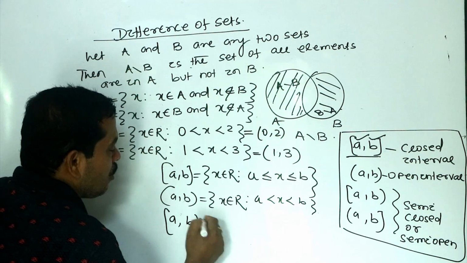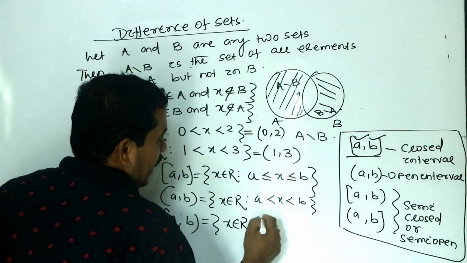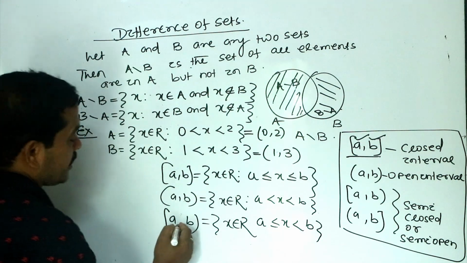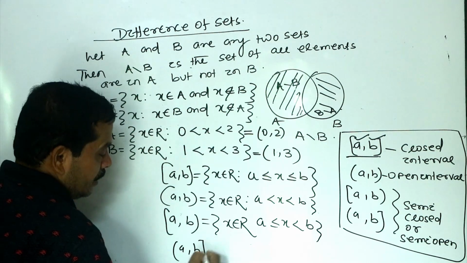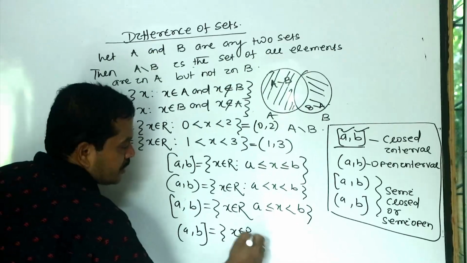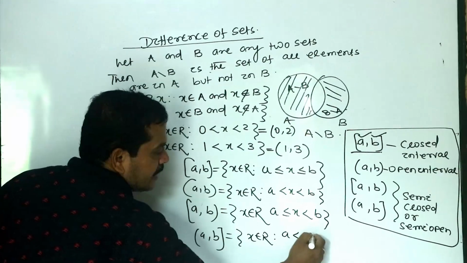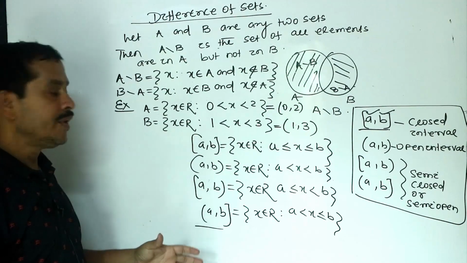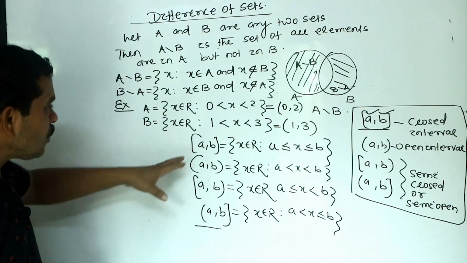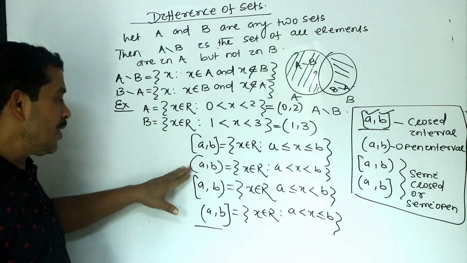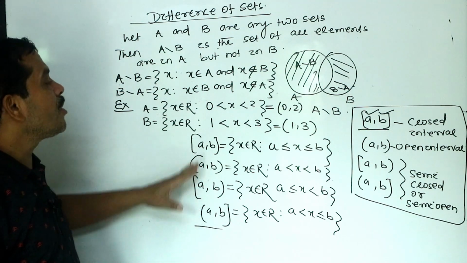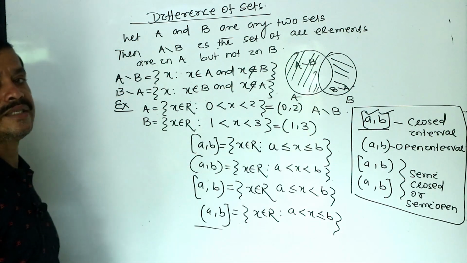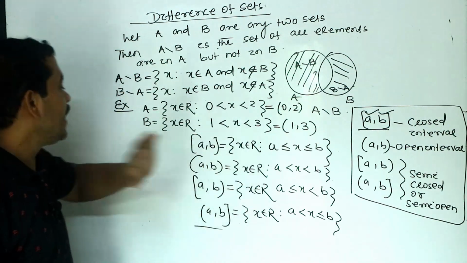Semi-closed means here A less than or equal to x less than B. That is known as semi-closed or semi-open. X belongs to R such that A less than x less than or equal to B. This is also known as semi-closed or semi-open. There are four intervals. One is closed, second is open and the next two are semi-closed or semi-open. These are also sets, but these are all infinite sets.